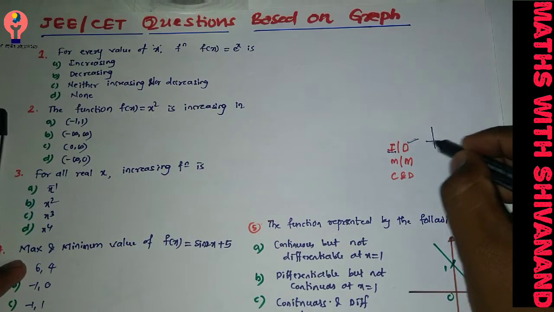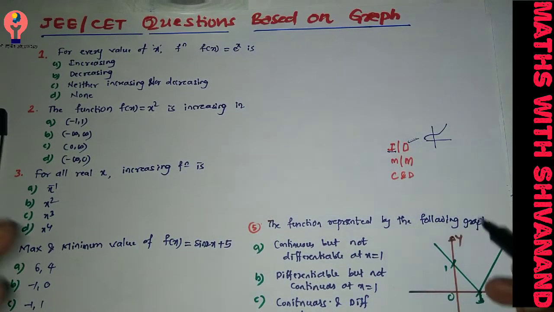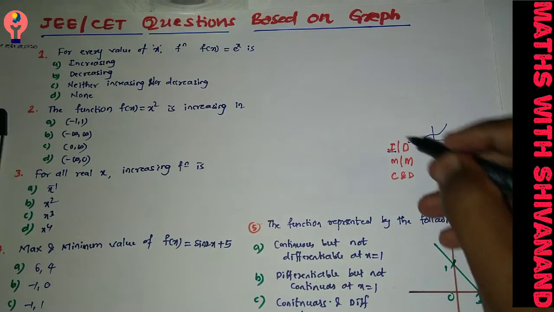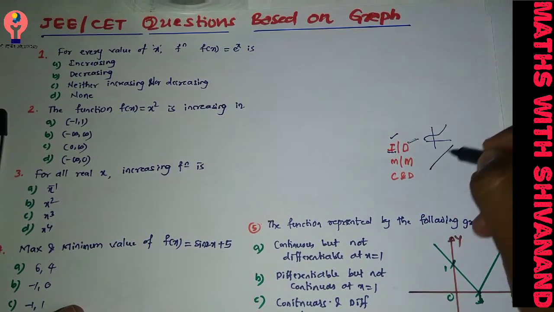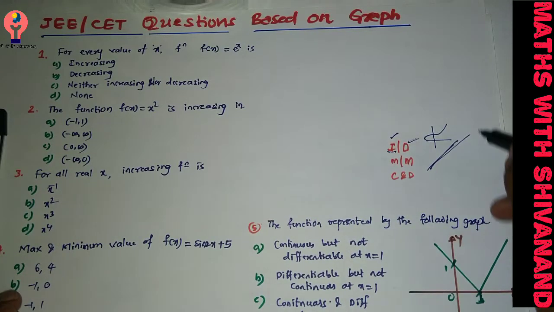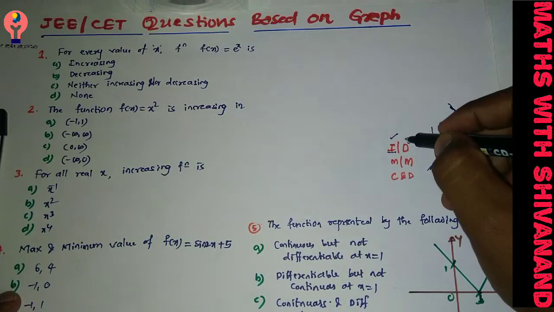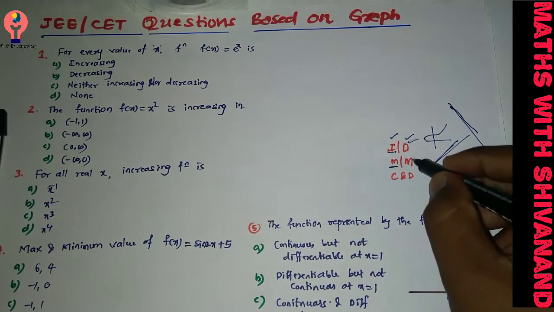Check the graph behavior right from left to right. If your graph's slope is continuously positive, then we say the function is increasing. If the slope of the graph is always negative, continuously negative, such a function we say is decreasing. Then what is a maximum or a minimum value?